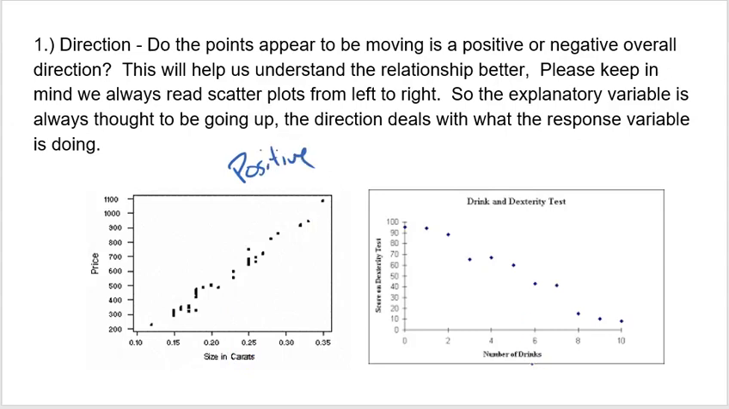Over here, we see as the number of drinks goes up, the score on a dexterity test goes down. A dexterity test is like solving a puzzle with your fingers, right? Something where you're using your hands to solve a puzzle. So if people have more drinks, they might get more drunk, and that causes them to not do so well with using their hands to solve a puzzle.